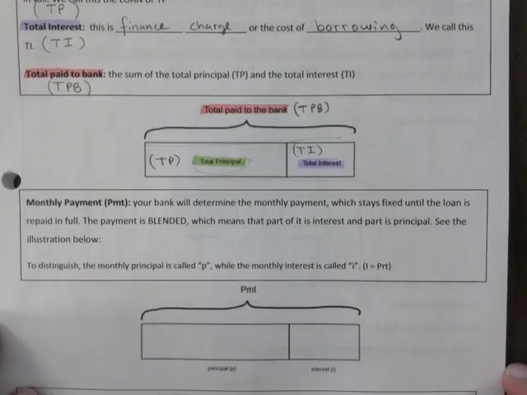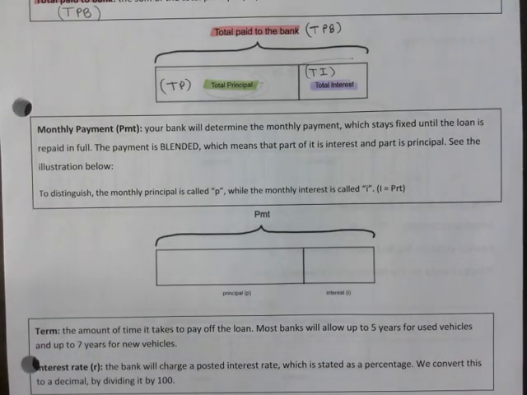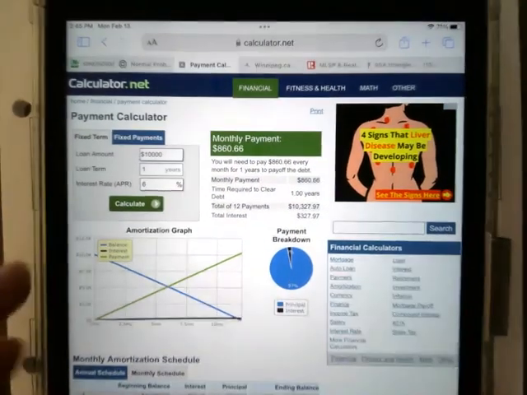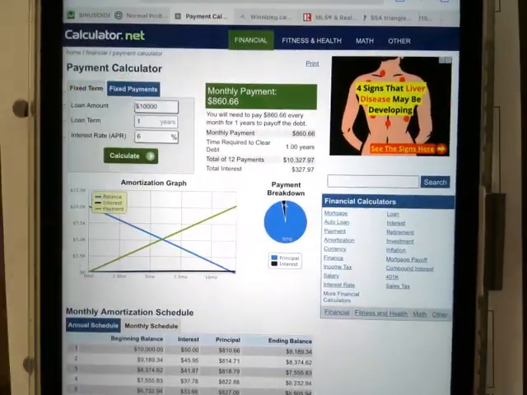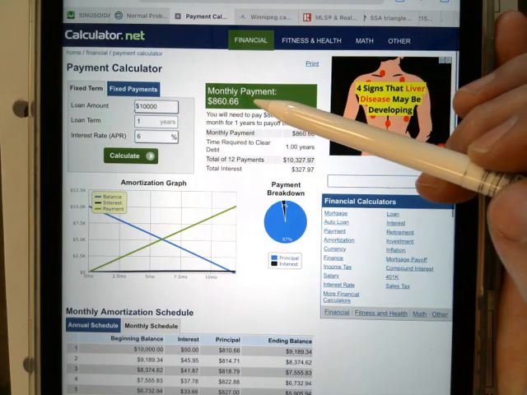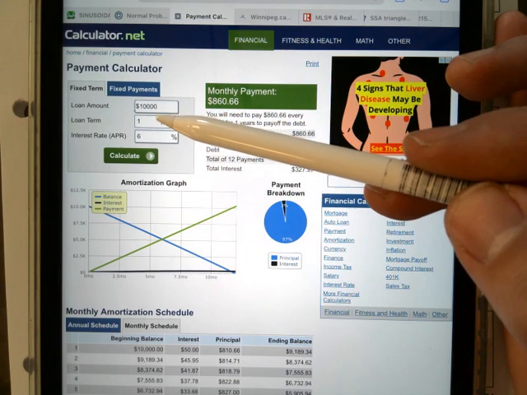So let's zoom into one payment here. And I'm going to use this. I use a payment calculator. You can Google it anytime if you want to borrow money and you want to figure out what your payments will be. So this is what I've used for this.